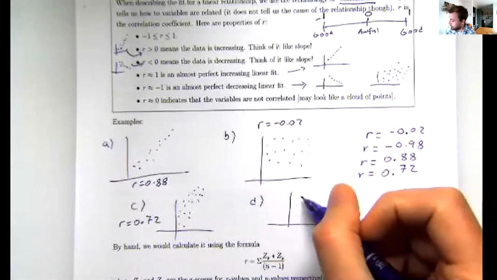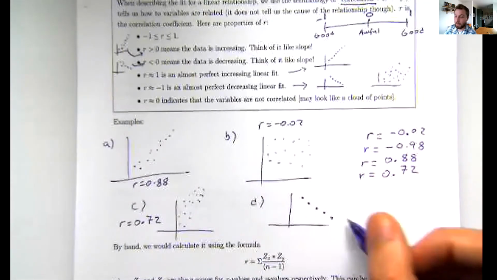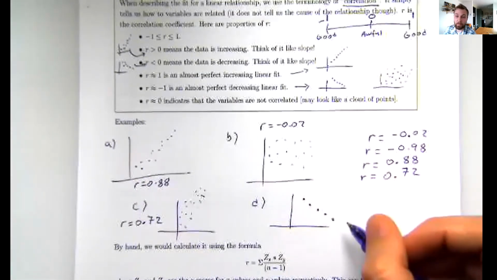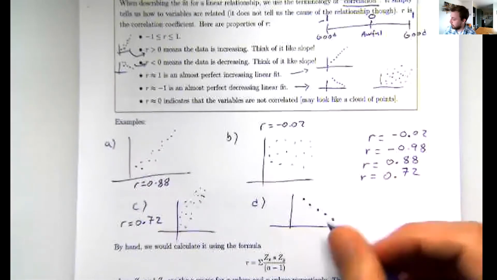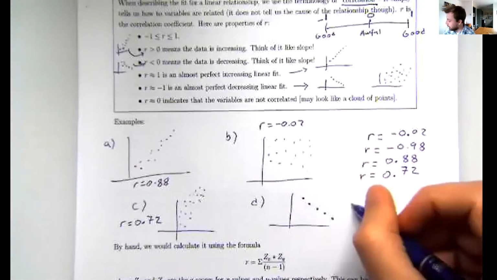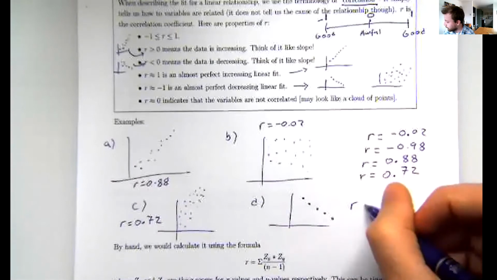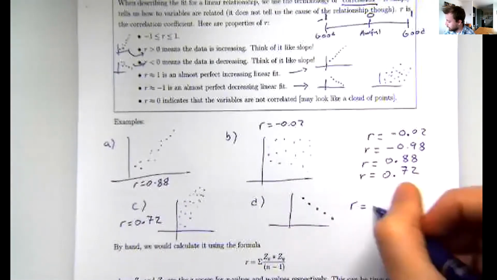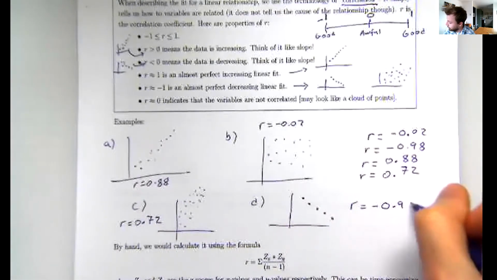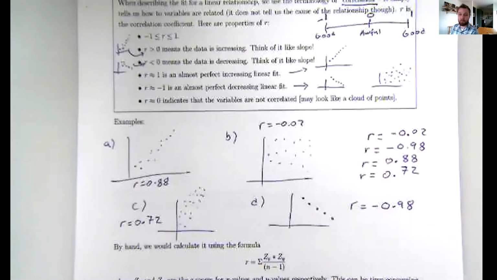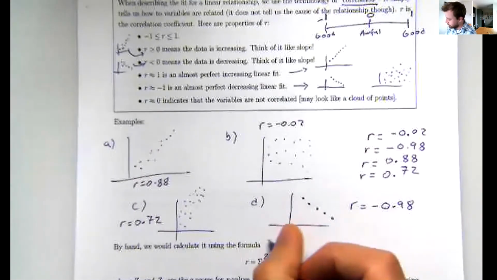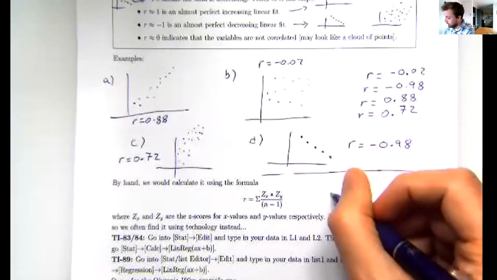So for example, this looks almost perfectly like a line, so this should be really close to either +1 or -1. But it's going downwards, so I know that this should be really, really close to -1. -0.98 seems pretty reasonable. There's a formula for coming up with R, but we can use technology to come up with R as well.